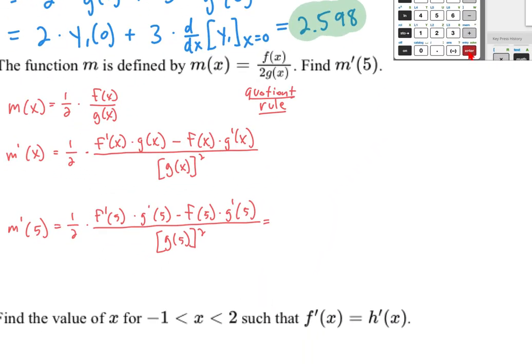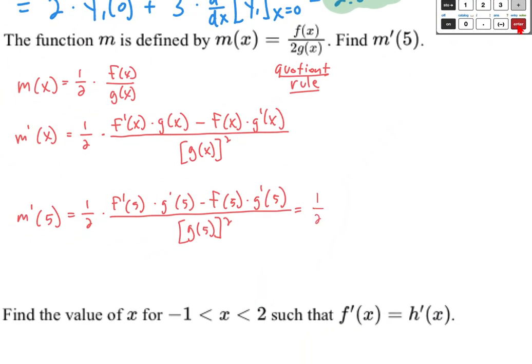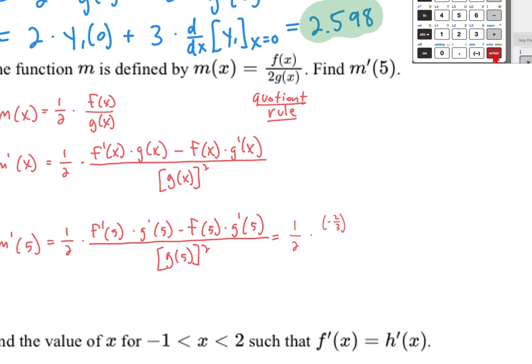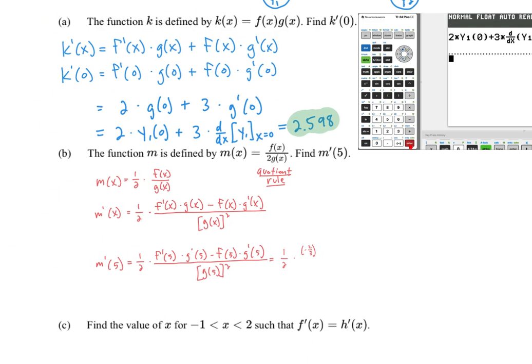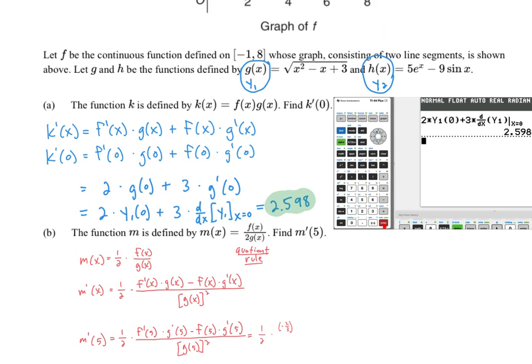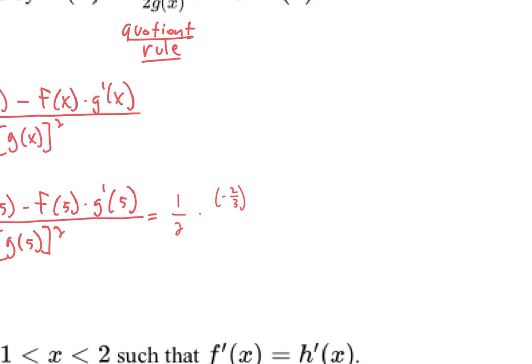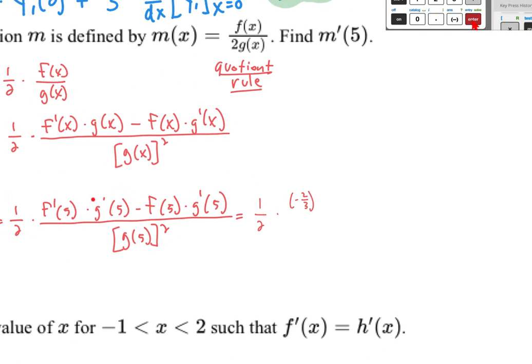So f prime of 5 is negative 2/3. Remember g is y1, because eventually we're going to type this in the calculator. So the thing that we're going to type in the calculator, g prime of 5, is really d dx of y1 at x equals 5.